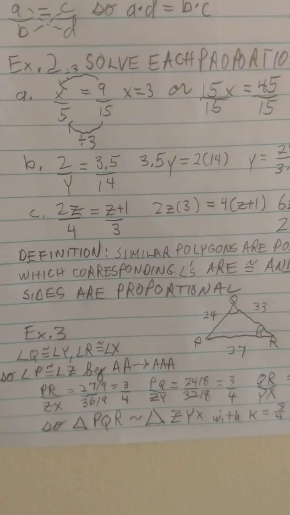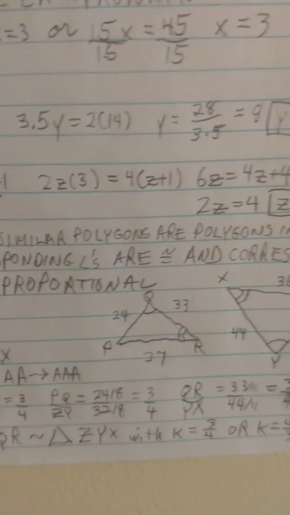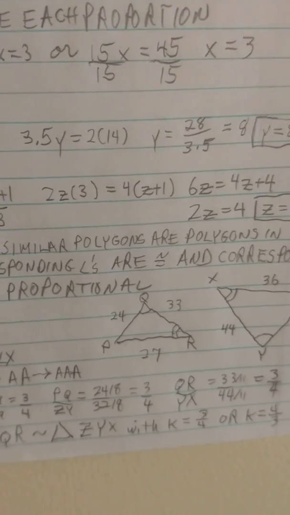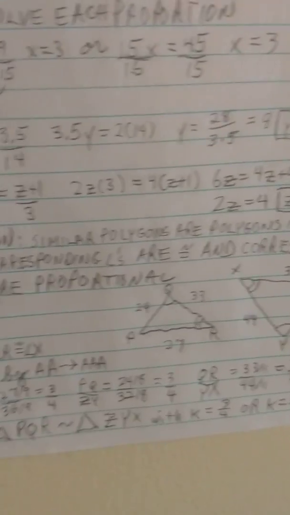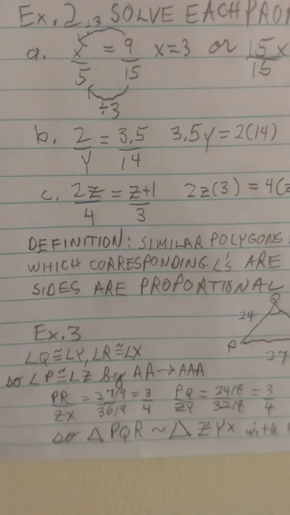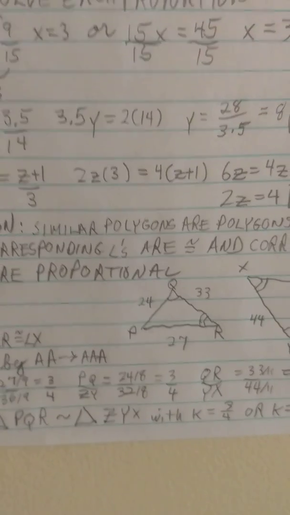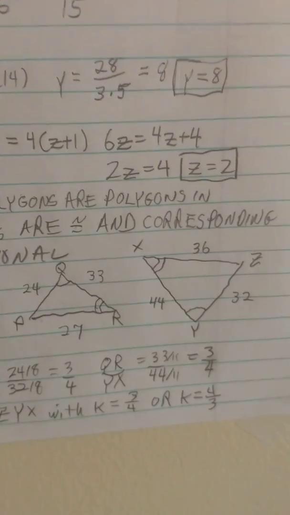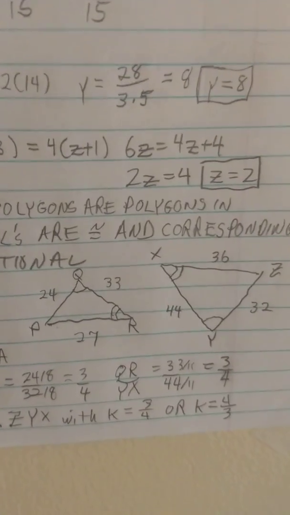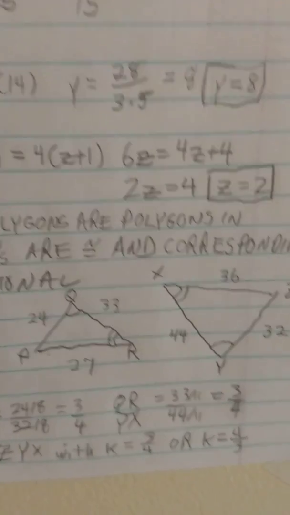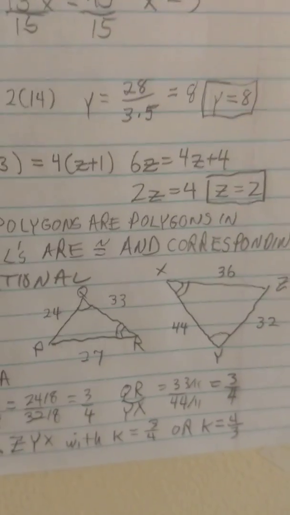On example 3, we have two triangles, PQR, which has sides 24, 33, and 27, and then the corresponding sides would be YXZ, which have 44, 36, and 32 sides. So now we can say by our definition, which is really a theorem there, that angle Q, the one which has the one arc in it, is congruent to angle Y, because they both have the single arc. And then also that angle R with the double arc in the first triangle is congruent to angle X in the second triangle with the double arc, and that's how we recognize them.